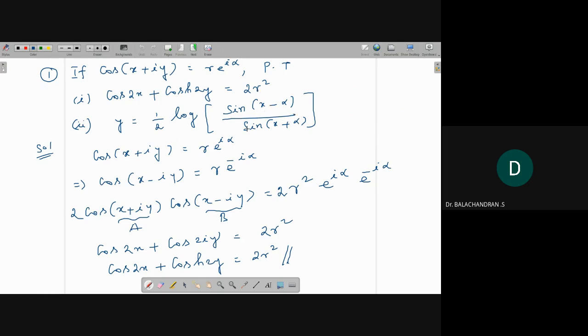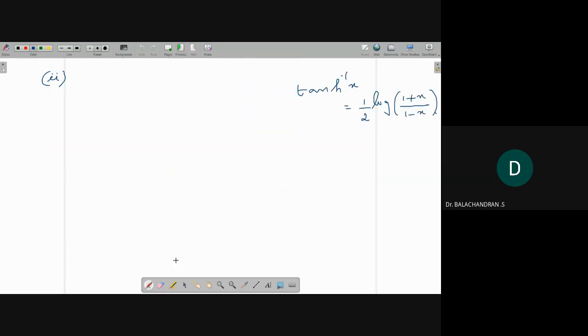Okay, but anyway, this is of the form sine of a minus b. Sine of a minus b is sine a cos b minus cos a sin b. Sine of a plus b is sine a cos b plus cos a sin b. So we will do it by step method. But anyway, we found out we need to convert in terms of tanh inverse of x.